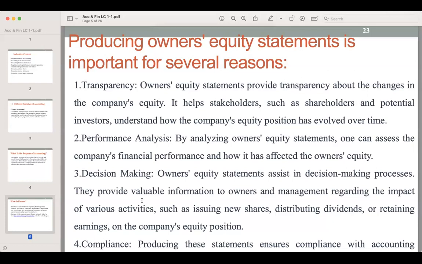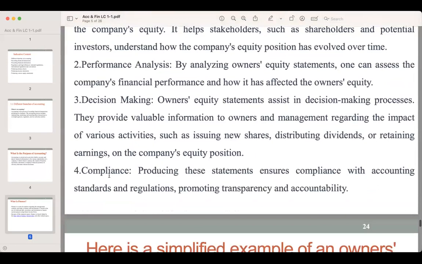And then compliance. Equity statements ensure compliance with the accounting standards and regulations. By following these standards, companies promote transparency and accountability in their financial reporting. It ensures that the information provided in the statement is reliable and consistent, which is essential for maintaining trust among stakeholders.